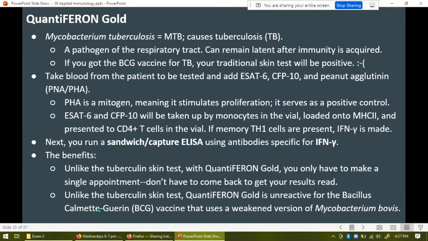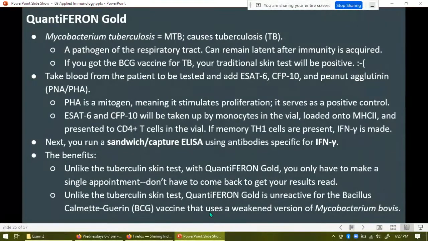that it is unreactive for the Bacillus Calmette-Guerin BCG vaccine that uses a weakened version of Mycobacterium bovis. So that is a vaccine that is given to high-risk individuals when they're young so that they don't develop tuberculosis. It's not as effective in adults, and they don't even bother because it's really not very effective in adults. So it's only restricted to children. So if you receive that vaccine, the QuantiFERON-Gold doesn't give a positive reaction, unlike the skin test. So this is actually the only option that people have if they've received that vaccine.